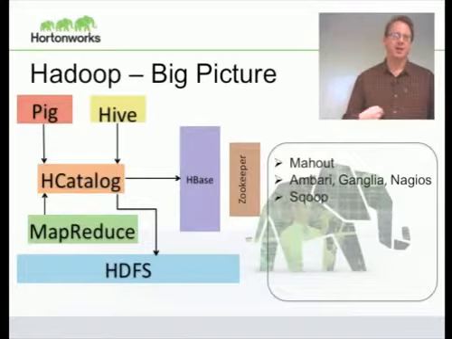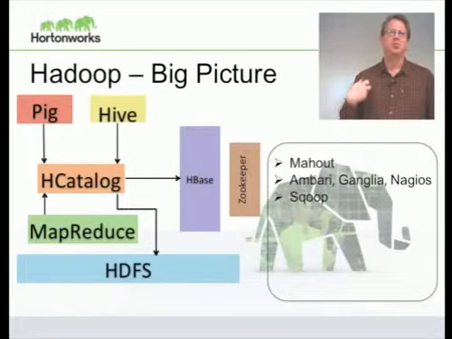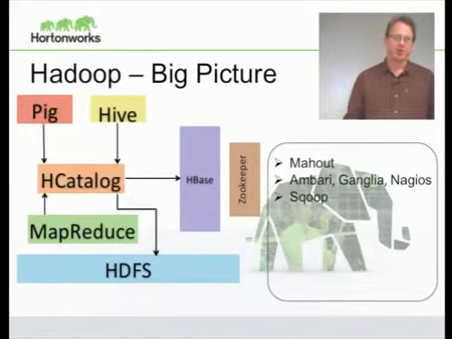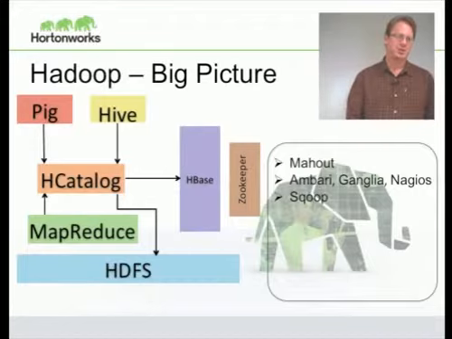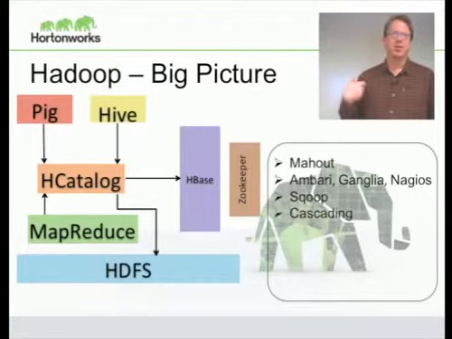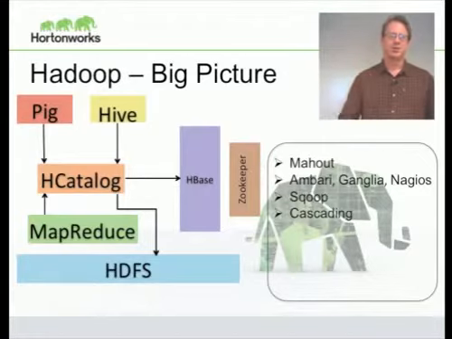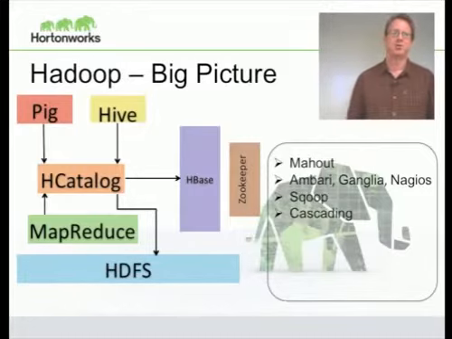Scoop is a tool that lets you run MapReduce applications that pull information from or push information to SQL databases. So if you need to get your information into or out of MySQL or Oracle, Scoop is the tool to look at. Cascading is a high-level tool that translates down into MapReduce. So you could think of it as equivalent to Pig or Hive.